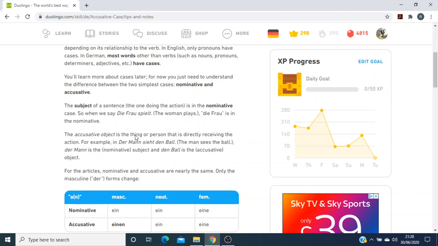The accusative object is the thing or person that is directly receiving the action. For example, in Der Mann sieht den Ball, the man sees the ball, der Mann is the nominative subject, and den Ball is the accusative object. For the articles, the nominative and accusative are nearly the same, only masculine forms change.